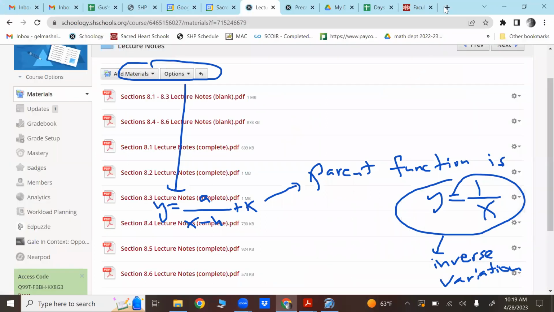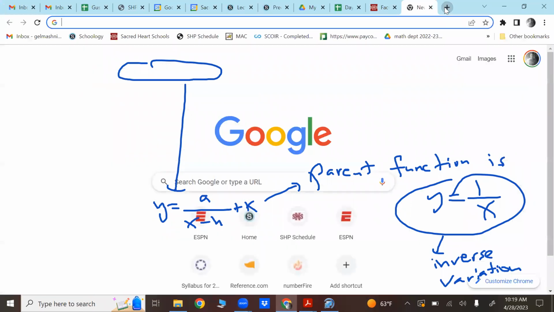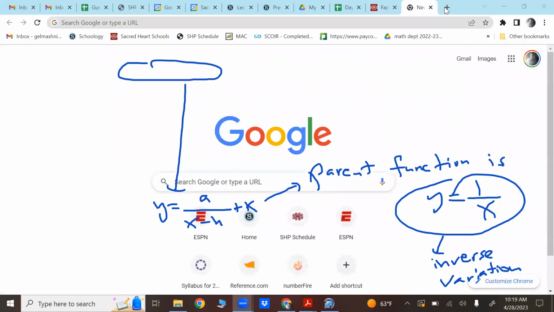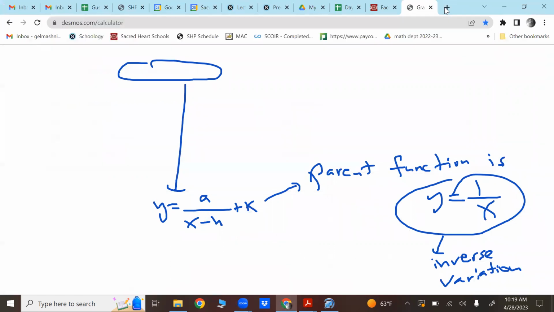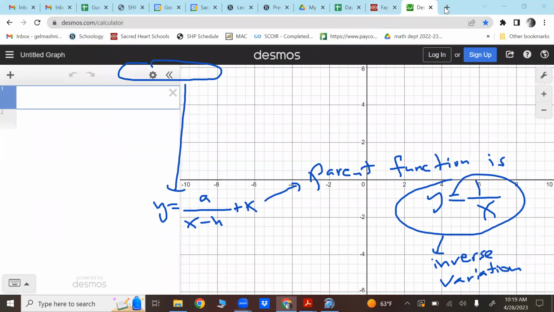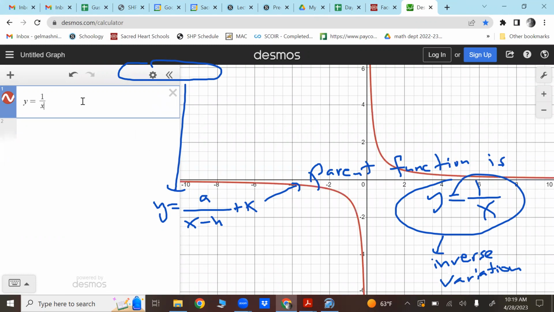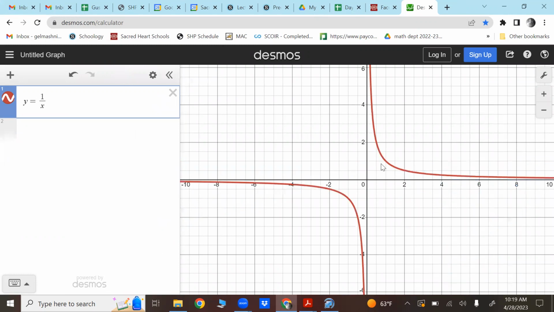If I go to Desmos, here we go. Y equals, oh, sorry, screen's frozen. Here we go. Okay. I go 1 over X. It's a really weird graph, right? That's Y equals 1 over X. It's a really strange graph. And this is on the notes right now. I'm going to do the problem.